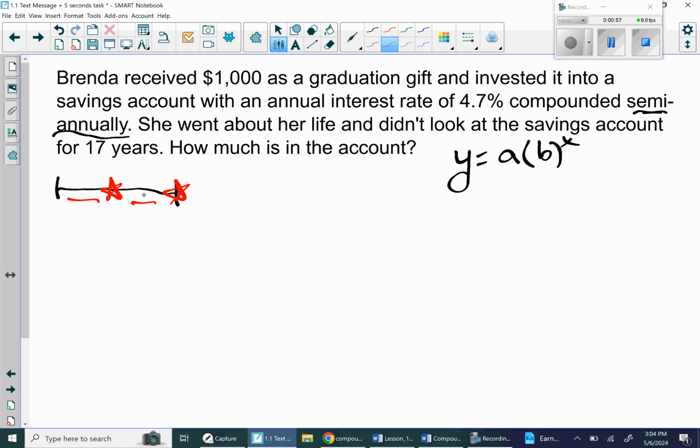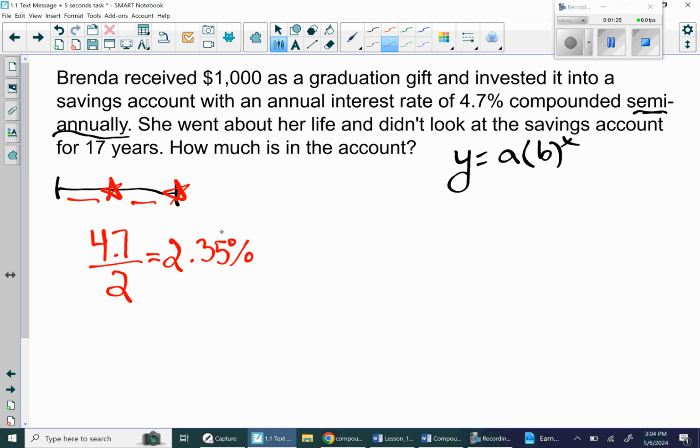the interest is deposited. So let's first look at our interest rate and how much we are actually earning within a 6-month time period, because that is the semi-annual deposit. So if she's getting 4.7% and we take that and divide it by 2 because it's 2 deposits per year, we would end up with a deposit of 2.35% every time there is a deposit, which is every 6 months or twice per year.